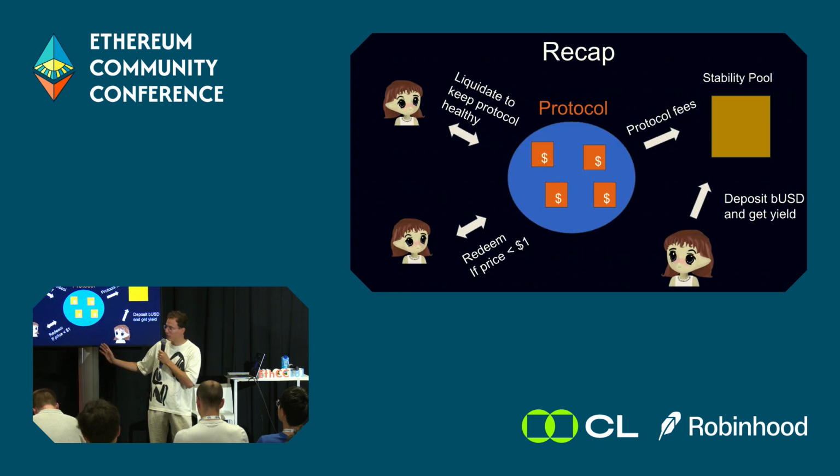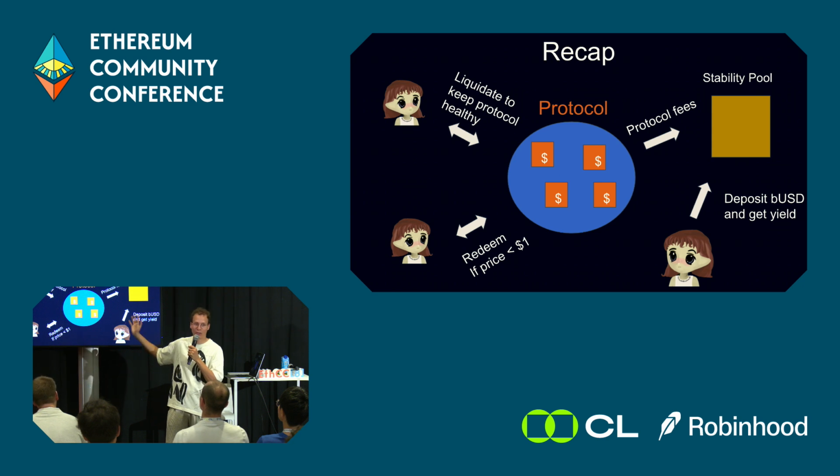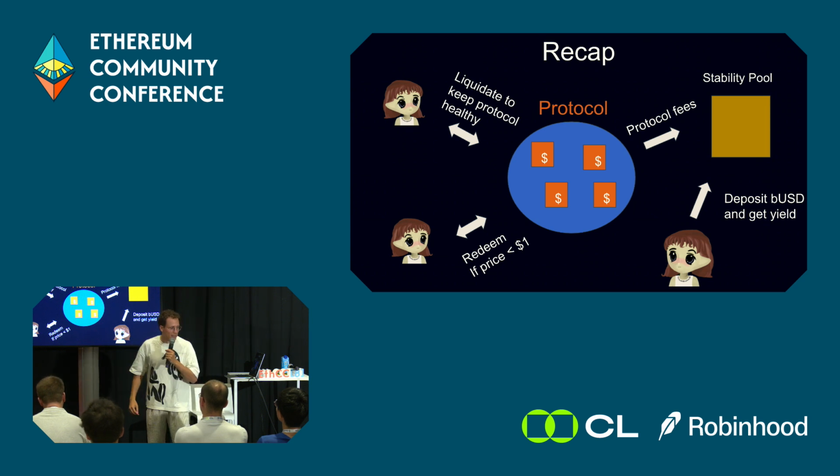All right, so this is the last slide. I'm just going to do a quick recap of what we've seen today. This is what a protocol looks like, right? So we have the protocol in the center with lots of different CDPs. Every CDP is over-collateralized. Everyone has deposited Bitcoin and minted bitUSD. The protocol is making protocol fees. These fees come from the interest that is paid by the people who open CDPs.